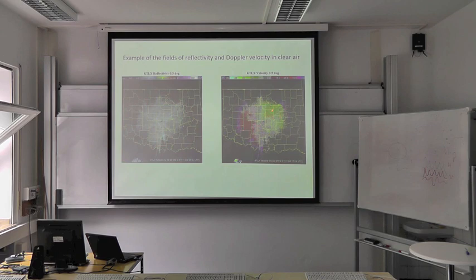So you see, this green shows negative velocities, from the radar, and positive is quite opposite. So it's a northern wind now here. So it means that winds are from the northeast. Okay. Because here we have positive Doppler velocities, here we have negative Doppler velocities.